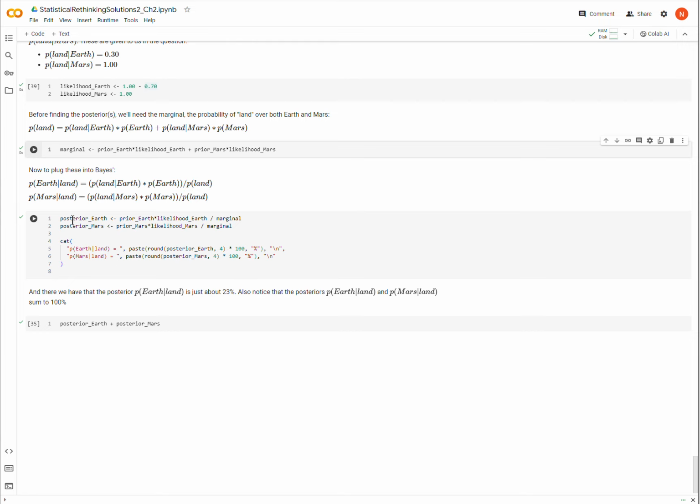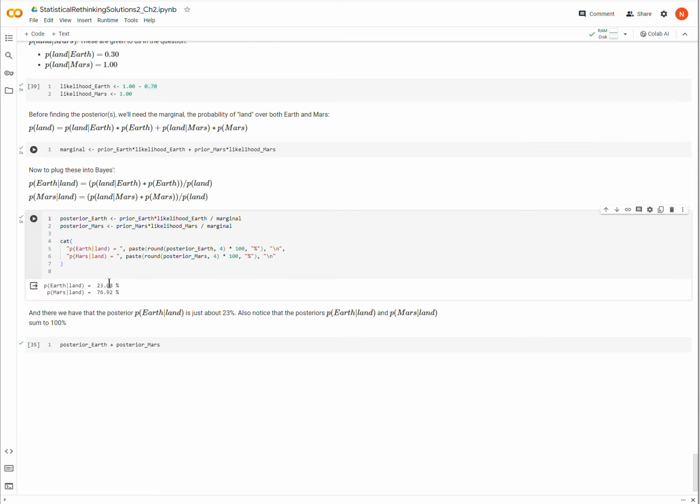Okay, now finally we can come up with the posterior probability for Earth as well as for Mars. And so those are calculated here. And when I run those, we get that the probability of Earth given the observation of land is about 23%, and for Mars given land is about 77%. So these are our posterior probabilities for the two hypotheses. Importantly, because we only have two possible outcomes, either Earth or Mars here, these posteriors need to sum up to 100%, okay? And so if I add these together, in fact, that's what we get, 1 or 100%.